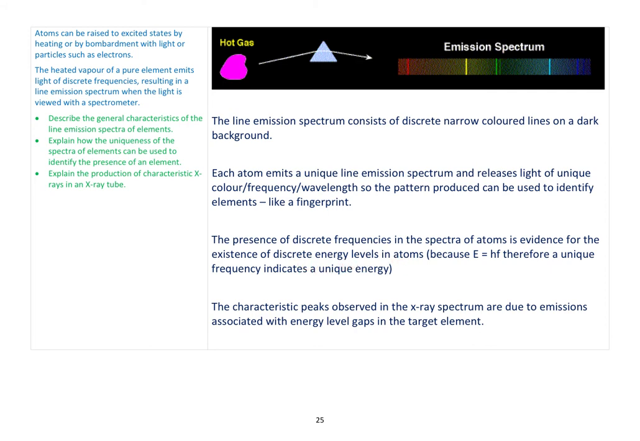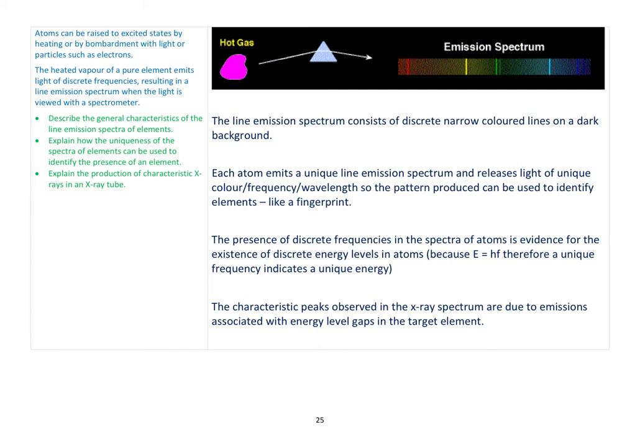So the way that they worked out that each atom has these discrete energy levels, and we'll talk more about those in the next slide, was because each atom released a unique set of frequencies. And we know from the photons topic that E equals hf, so there's a direct relationship between the energy and the frequency of a photon, and the frequency is directly related to the wavelength, and the wavelength is directly related to the colour. So, therefore, a unique frequency indicates a unique energy. More on that in the next slide.